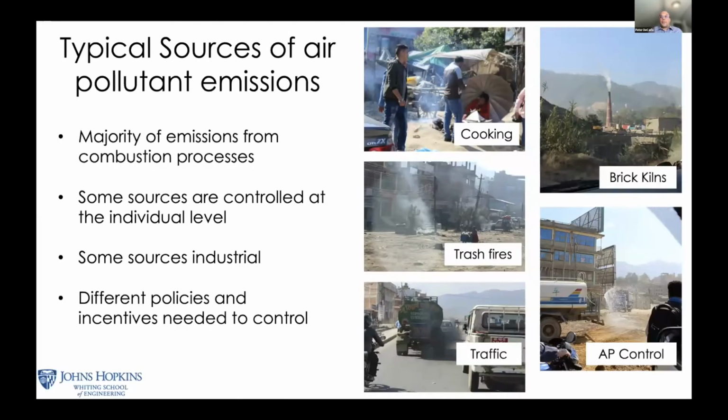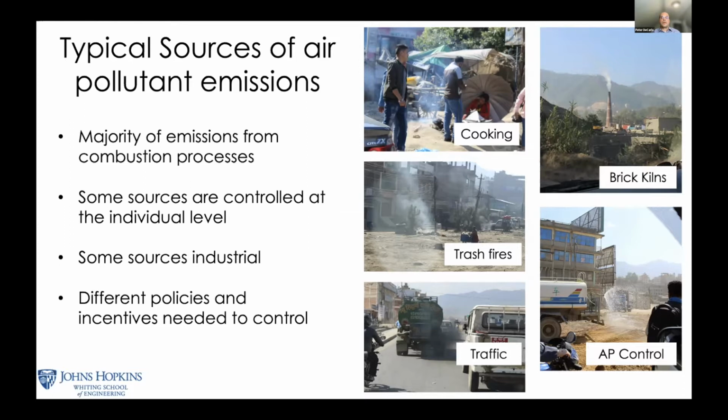So where is all the PM coming from? There's primary PM, and when we think of primary PM, we think of emissions directly into the atmosphere. These are typical primary sources of particulate matter. It can be open air cooking or cooking indoors. Using biomass leads to a large emission of particulate matter. Industrial things like brick kilns, burning of waste in trash fires. Traffic emissions are also of concern. Agricultural burning isn't pictured here, but it's another very important source in South Asia that we have to think about.